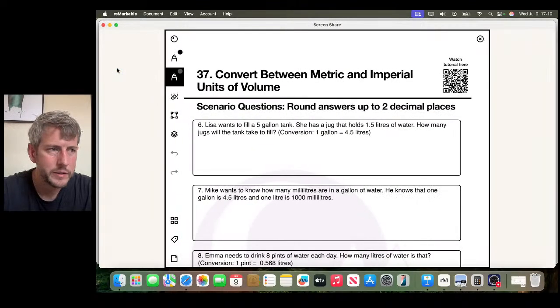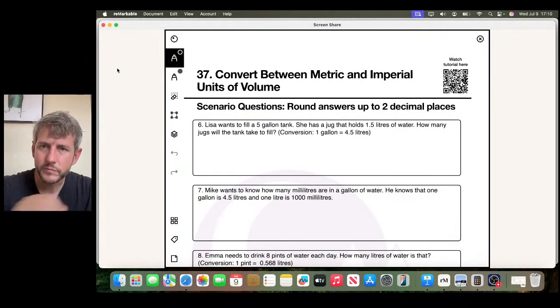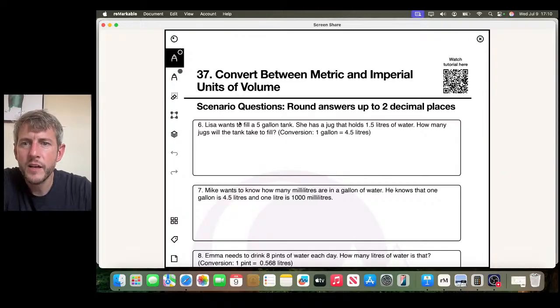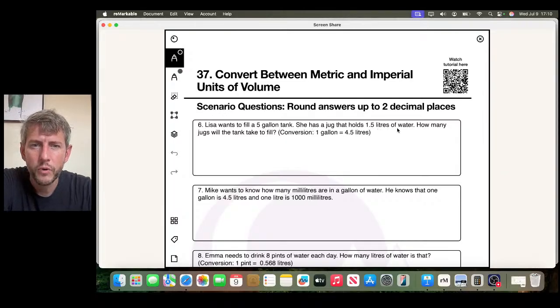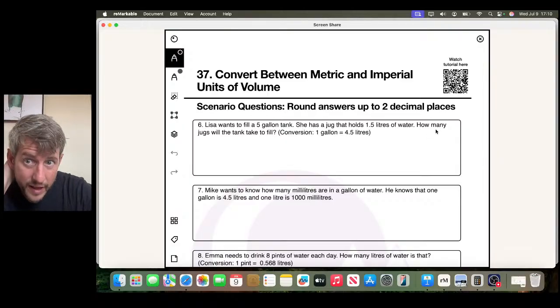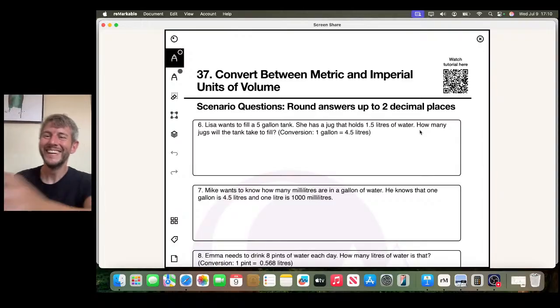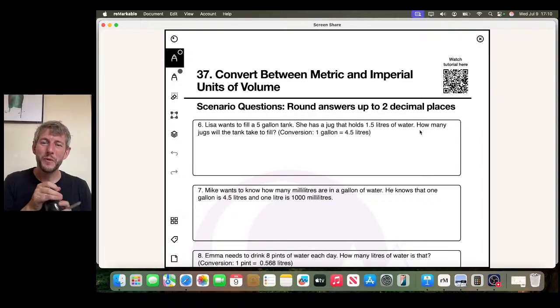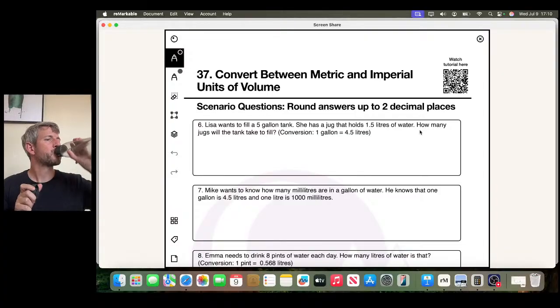Here we go. Lisa wants to fill a 5-gallon tank. She has a jug that holds 1.5 litres of water. How many jugs will the tank take to fill? Okay, so this is a little bit harder this time. We've got multiple things going on.